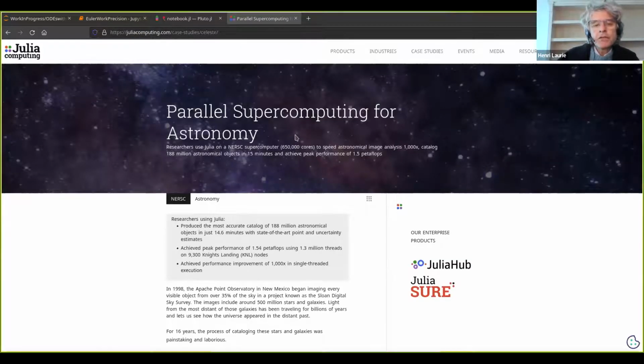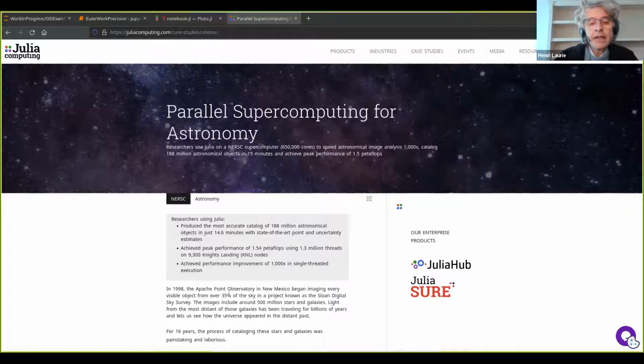So this is parallel supercomputing for astronomy. The speed is it produced, at the time, the most accurate catalog of 188 million astronomical objects in just 14.6 minutes. Peak performance 1.54 petaflops, joining the petaflop club, which it shares with Fortran, C and C++. And these 188 million astronomical objects, they weren't known before the cataloging. Of course, many of them were known, but by no means all.